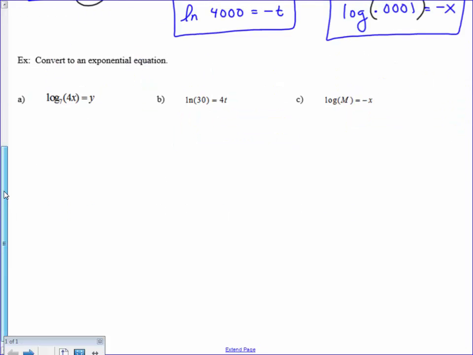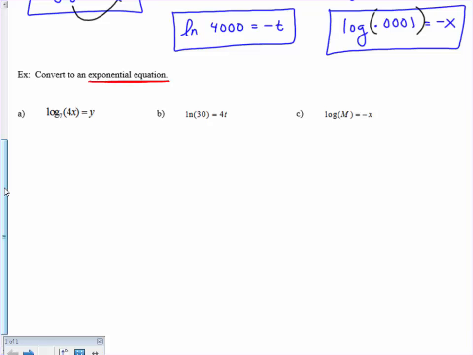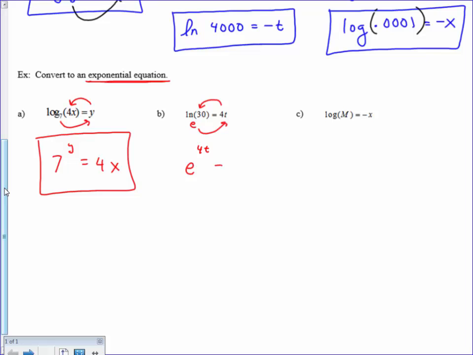Okay, coming down, we've been asked to convert these to an exponential equation. To convert these, I start with the base of the log, I raise it to the value that's on the other side, and then my result would be my argument. So 7 to the y power would equal 4x. The next one, we don't have a base written. However, it's ln. We know that the base of an ln is e. So on this one, we'd do e raised to the 4t would result in 30. And that would be my new exponential equation.